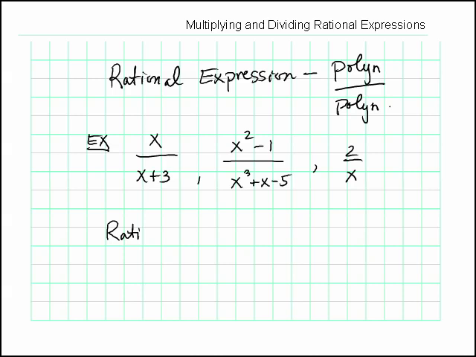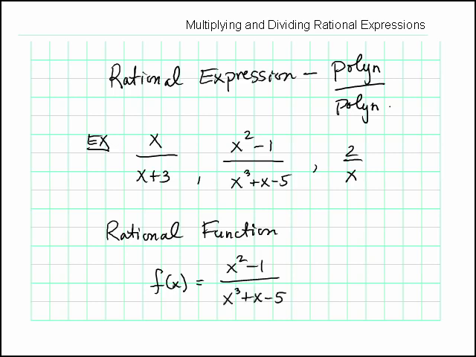Now, a rational function is basically the same thing. We just use our function notation. For instance, f of x equals x squared minus 1 over x cubed plus x minus 5. I use my function notation here, and that's called a rational function.